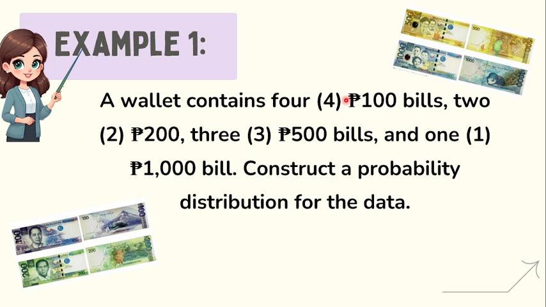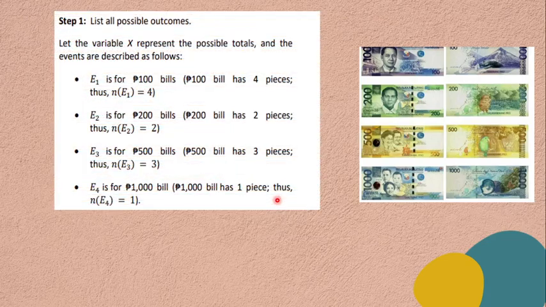So, a wallet contains 4 100 bills, meaning apat daw yung 100 niya. We have 2 200 bills, 3 500 bills, and 1 1,000 bill. Now, we are going to construct a probability distribution for the data. So, of course, first things first, we are going to list all possible outcomes. We will let the variable x represent the possible totals and the events are described as follows.